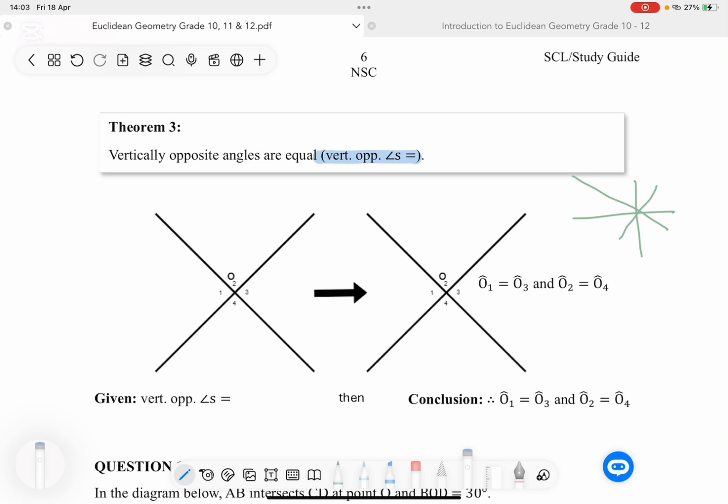Let us practice some questions so that we look at how to use theorem 1 to theorem 3.